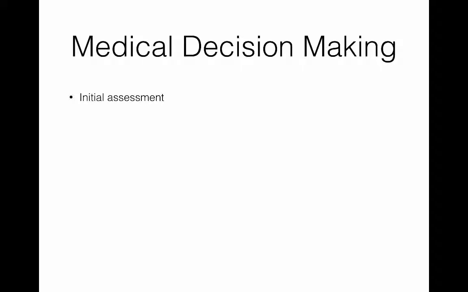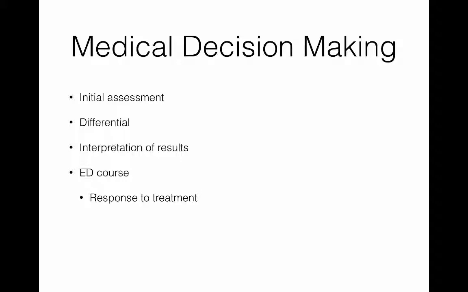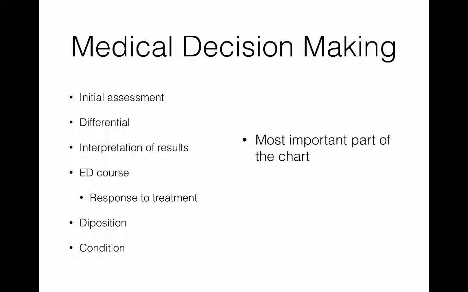So when we talk about the section of the chart that's medical decision making, we're talking about your initial assessment. We're talking about your differential, and if you've seen our notes, you know that we put those right at the top of the chart, just below the diagnosis, because that's where everybody looks when they're reviewing a chart. It's also going to include the results and the interpretation of results. It's going to include what happened, or your ED course. We want to make special note that when you document your ED course, you want to include response to treatment. It's going to include your disposition, the condition on disposition, and diagnosis.